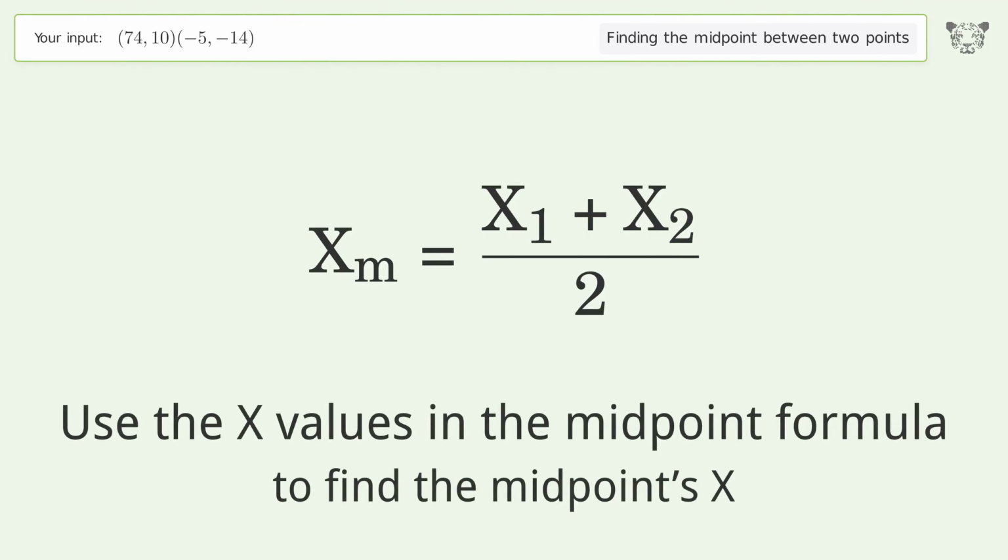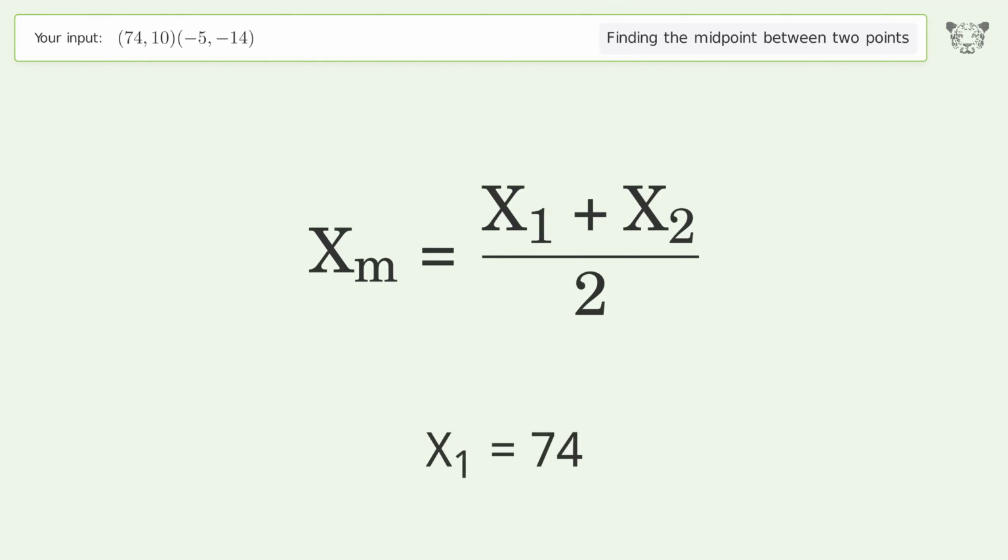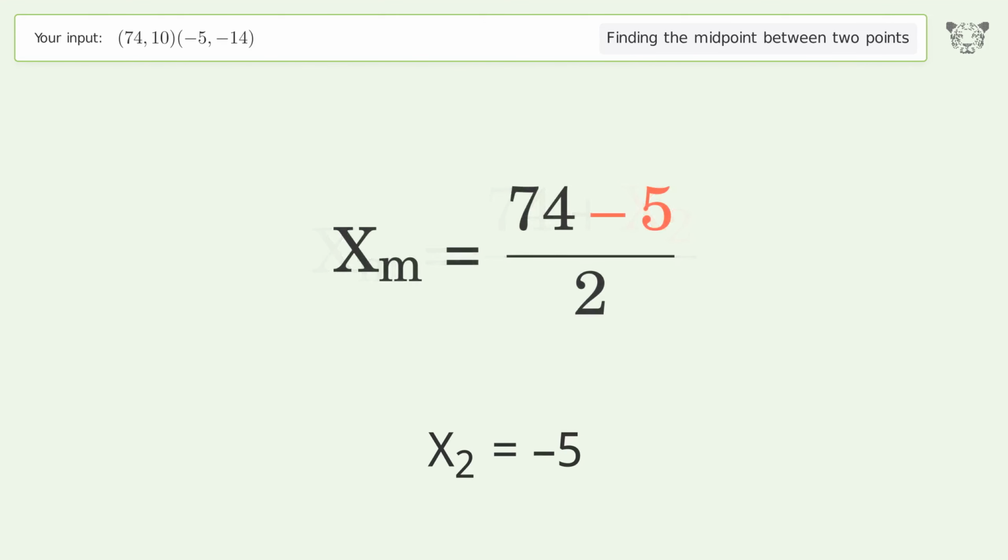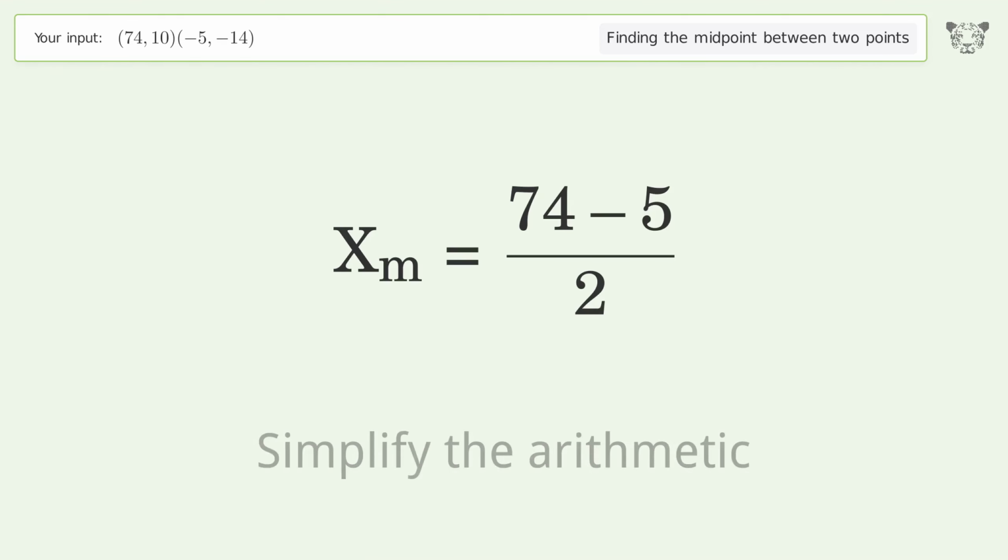Use the x values in the midpoint formula to find the midpoint's x. x1 equals 74. x2 equals -5. Simplify the arithmetic.